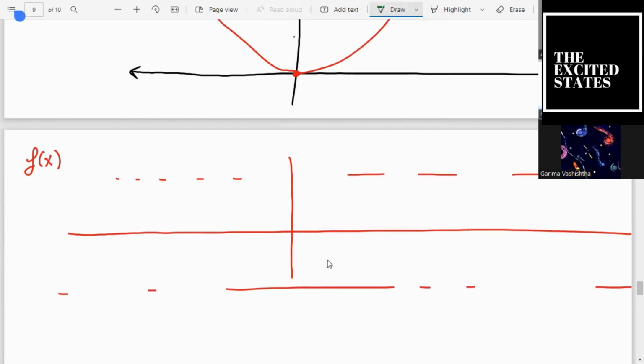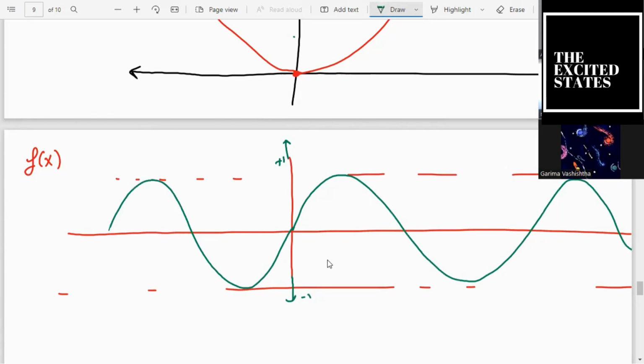So this is, let's suppose, +1, and this is, let's suppose, -1, and the graph of this function will be something like that. This is the line of +1 and this is the line of -1. This is y equal to f(x), the y-axis, that means the value which the function is taking, and this is the independent axis, that is the x-axis.